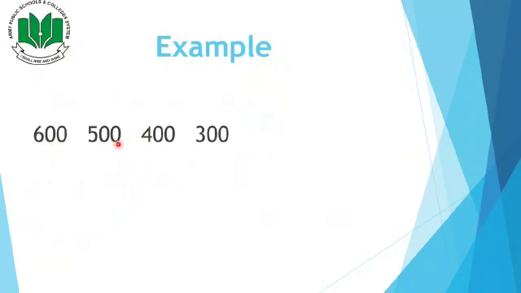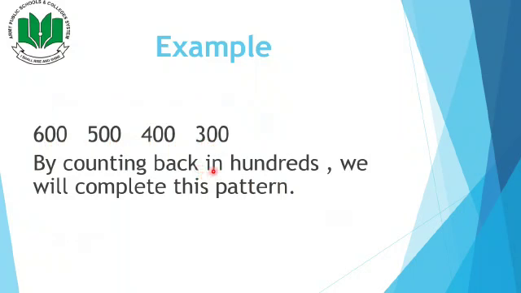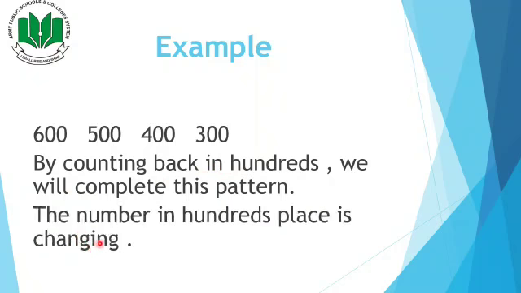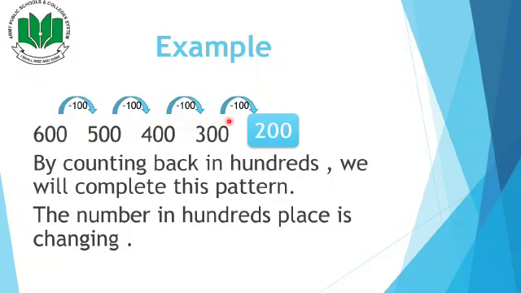600, 500, 400, 300. By counting back in hundreds, we will complete this pattern. Notice that the number in hundreds place is changing. When we subtract 100 from 600, it becomes 500. Again, when we subtract 100 from 500, it becomes 400. When we subtract 100 from 400, it becomes 300. And when we subtract 100 from 300, what will it become? It will become 200.